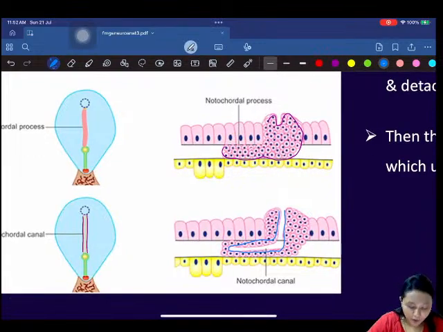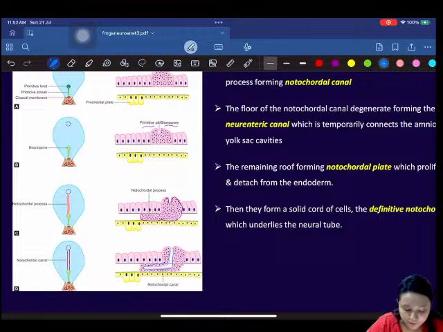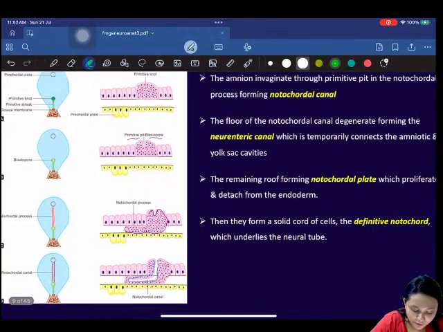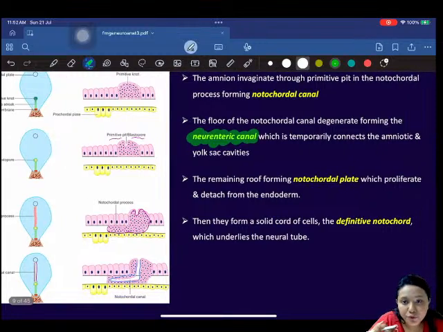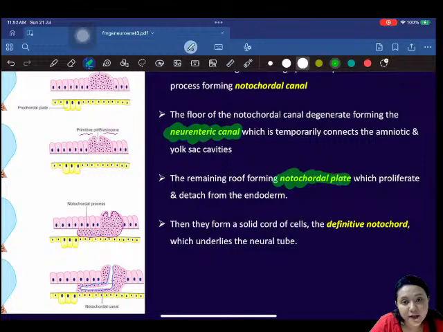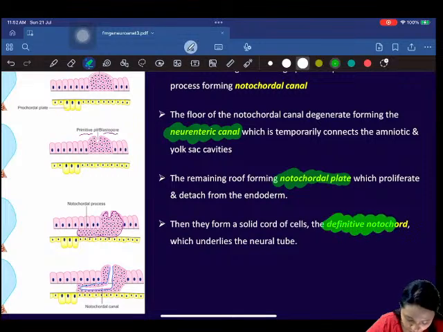Now after the notochordal canal, there will be another canal that is known as the neuroenteric canal, and that happens when the floor of the notochordal canal degenerates. The remaining roof will form the notochordal plate, and this will ultimately proliferate and detach from the endoderm, and then this plate is going to form the definitive notochord, which will underlie the neural tube.